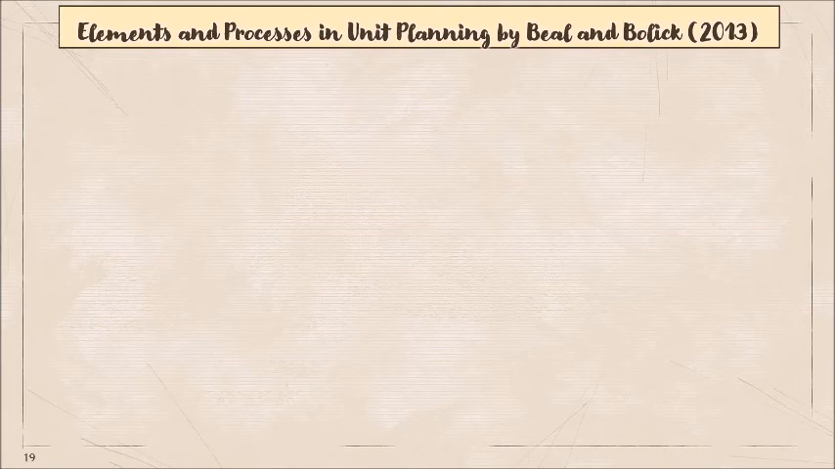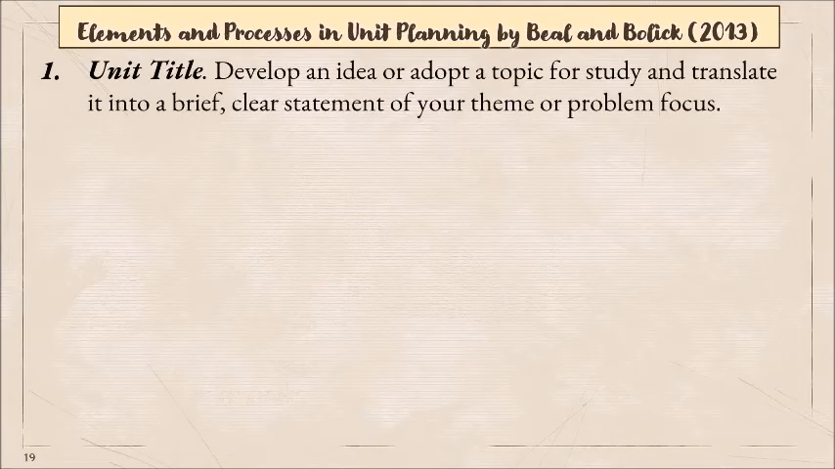And now, we have here the elements and processes in unit planning that is recommended by Bale and Bollick in 2013. So, these are the following elements and processes that we need to follow in planning a unit. First, we have unit title. Siyempre, kailangan natin ng title. You have to develop an idea or adopt a topic for study and translate it into a brief, clear statement of your theme or problem focus.